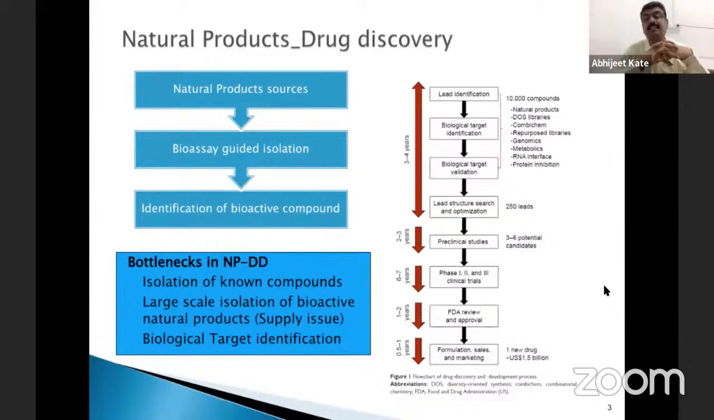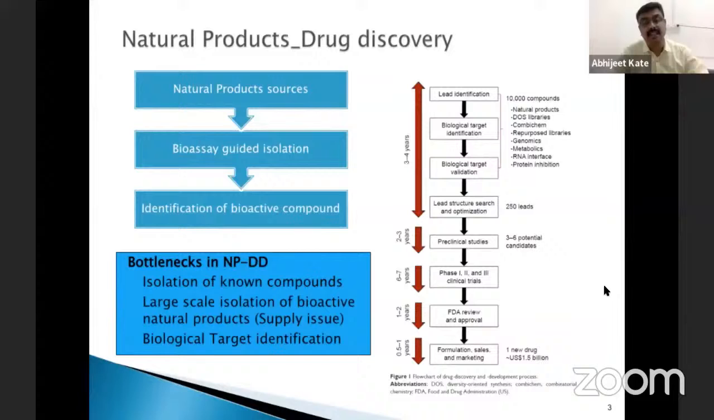The second challenge is the large-scale isolation. There are several bioactive natural product molecules sitting on the shelf in the labs of different natural product chemists, because they could isolate only in milligram level. They couldn't get in grams or kilograms level, because when you want to perform preclinical or clinical studies, you need a good quantity of this molecule. And if you want to market that, you need to have a sustainable production method for these molecules. That is also a big challenge.